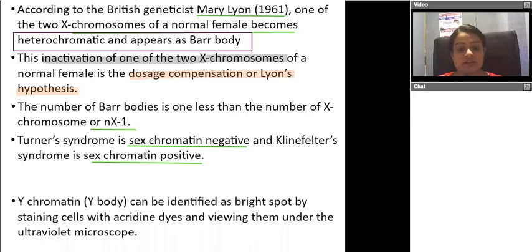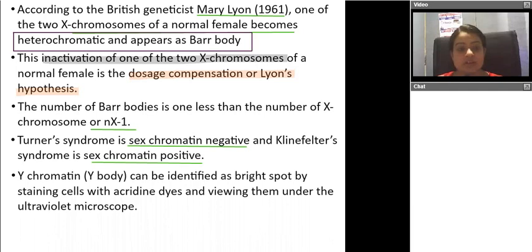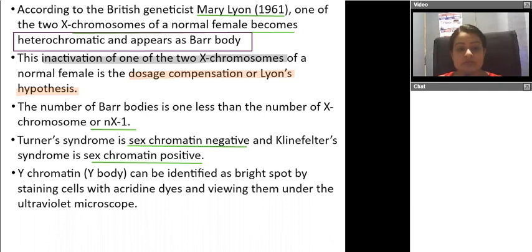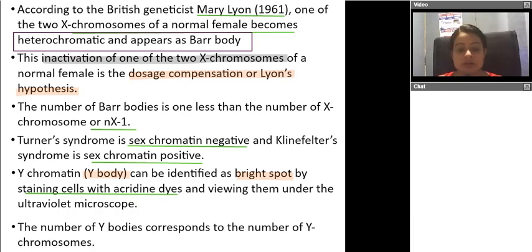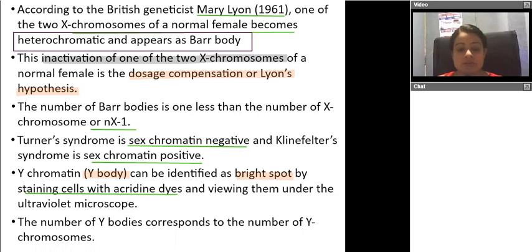The Y chromatin or the Y body can also be identified as a bright spot by staining the cells with acridine dyes and viewing them under an ultraviolet microscope. The number of Y bodies also corresponds to the number of Y chromosomes. Clear, everyone? Any doubts?